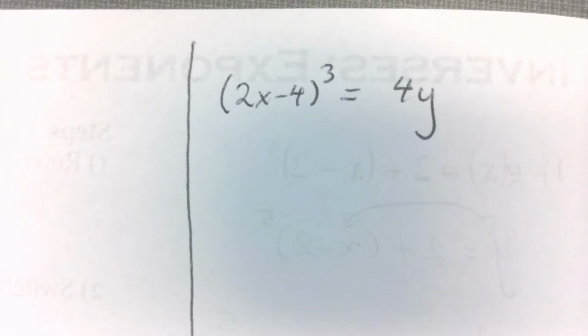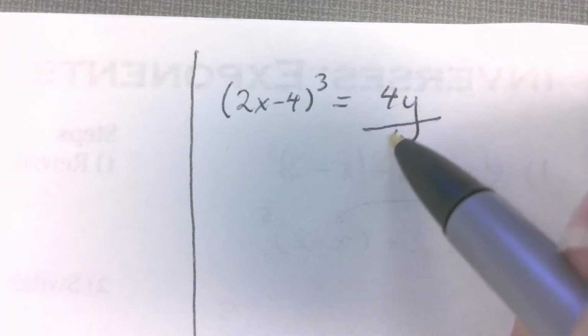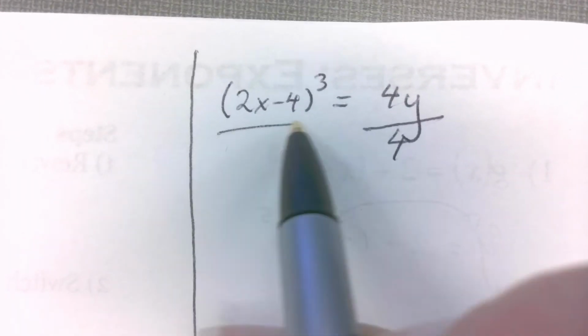All right. How do I get the y by itself? Add, subtract, multiply, or divide? Divide by what? Divide by 4.